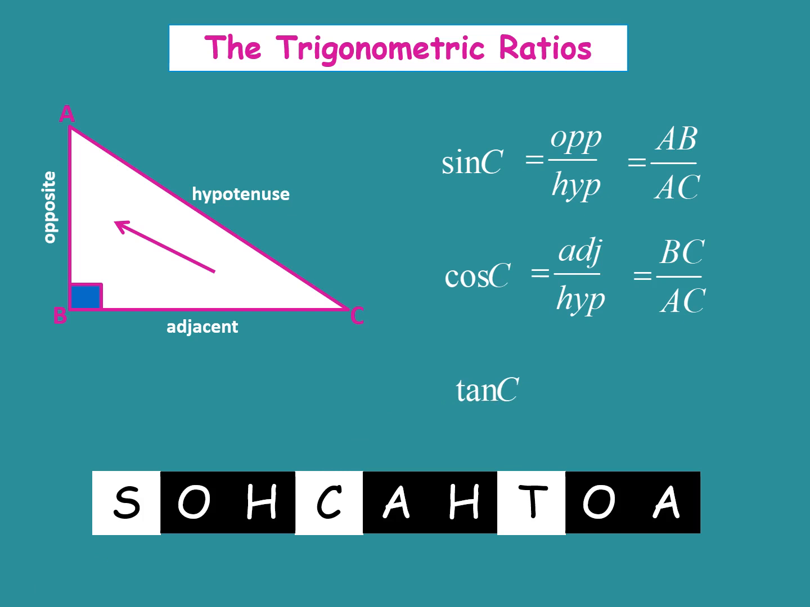Last one, tan C. All right, so again, I'm asking you tan of angle C, so my labels stay exactly the same. And according to SOHCAHTOA, tan is opposite over adjacent. So I want you to write down the opposite side divided by the adjacent side. So the opposite side is AB, and the adjacent side is BC.